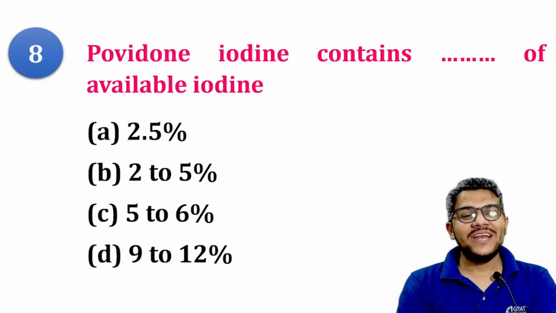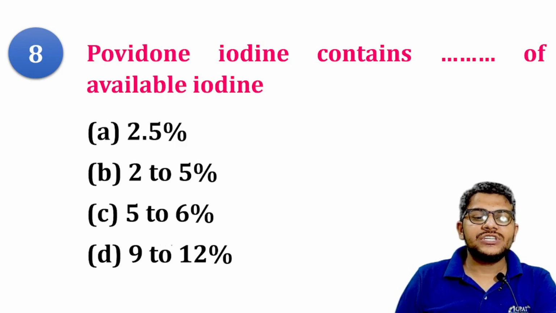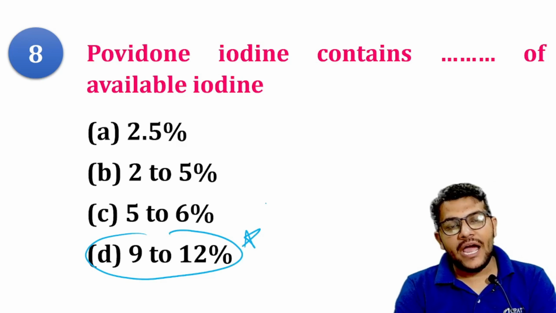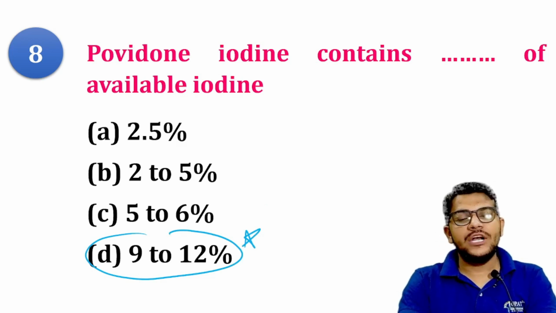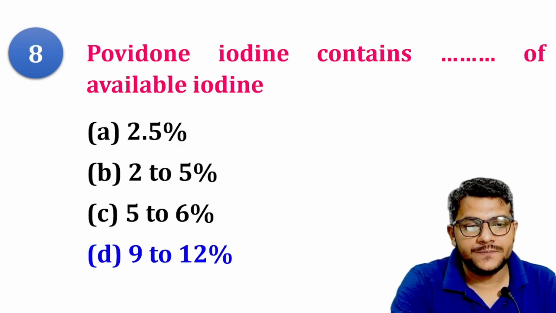Next question for you: povidone iodine contains available iodine. We have povidone iodine that acts as an antiseptic and contains iodine in a concentration of 6 to 12%. 6 to 12% of iodine we have in povidone iodine, whereas 1.5 to 3% is H2O2, that is hydrogen peroxide, which is in your mouthwash.